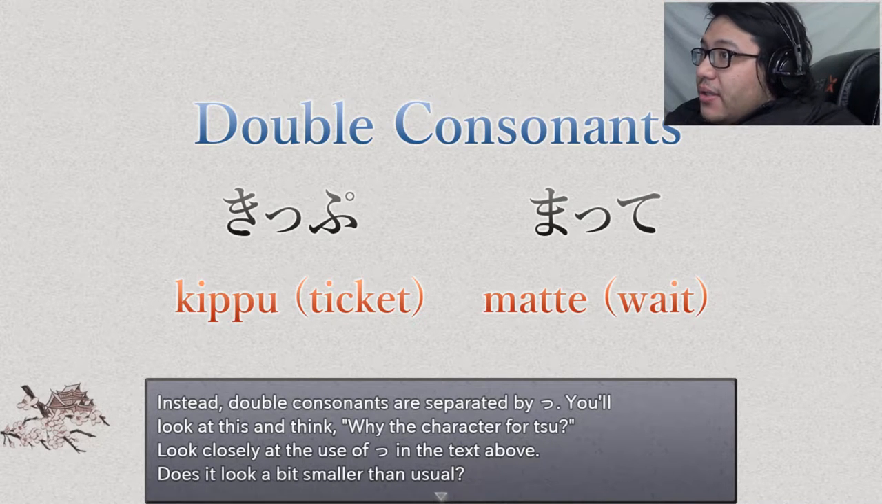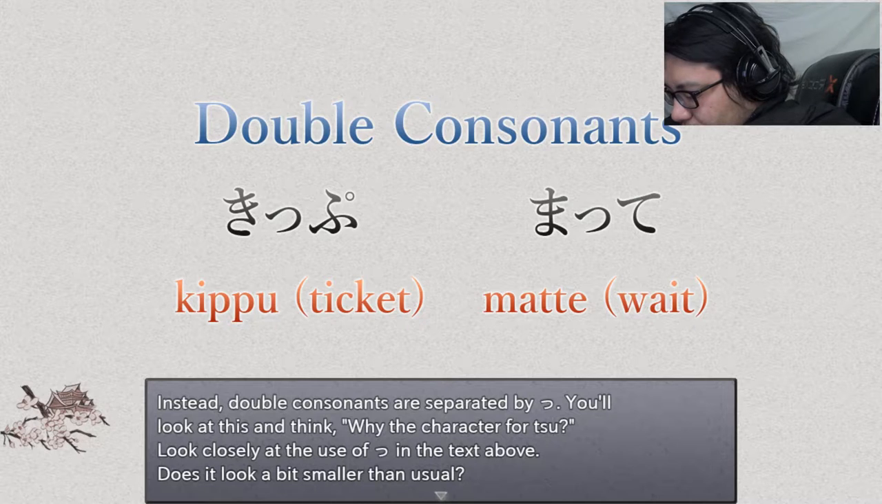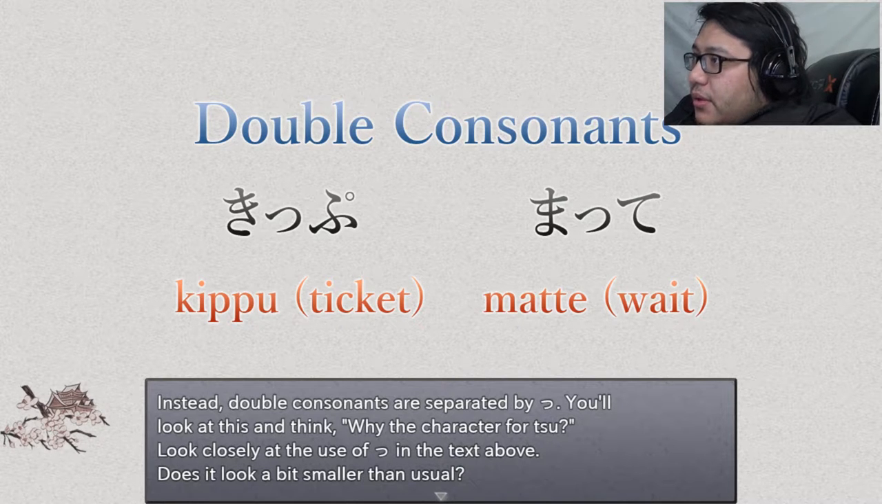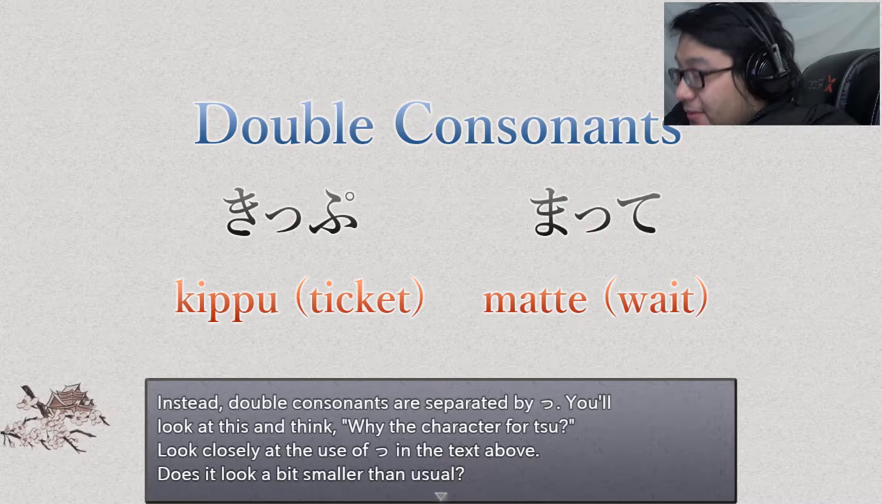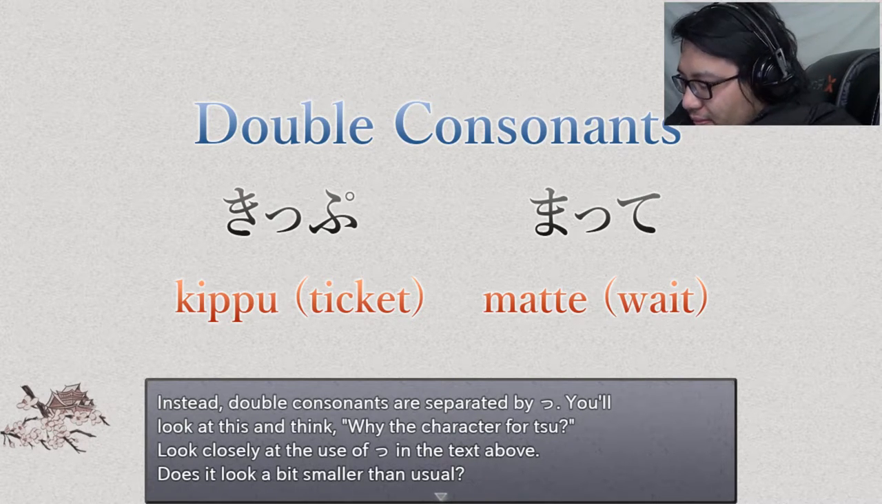Nope. Fine. Double consonants. Huh. Alright, well, this is different. Kippu. You'll look at this and think, why the character for tsu? Yeah, why is it there, separated like that? Look closely at the use of tsu in the text above. Does it look a bit smaller than usual? That is correct. What is that? Oh, does that represent doubles? Kippu and matte. Oh, matte is actually like that, huh? That's interesting. Wait. Oh, okay, never mind. They're kind of almost the same, but not.